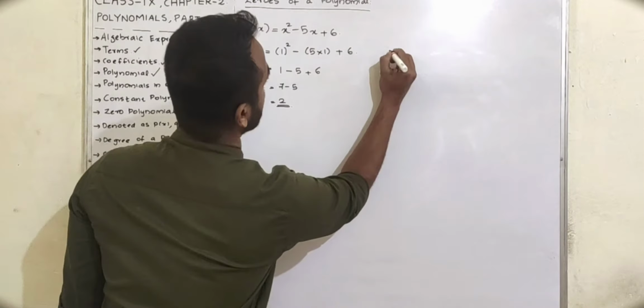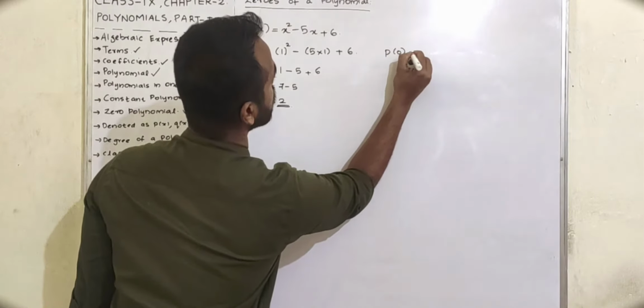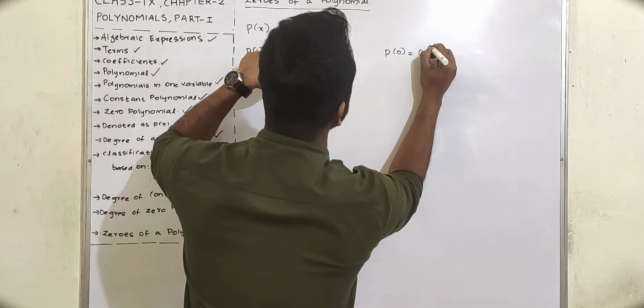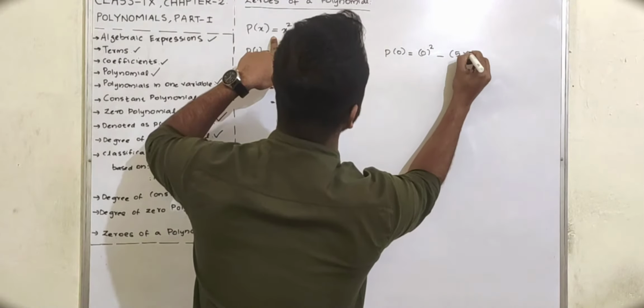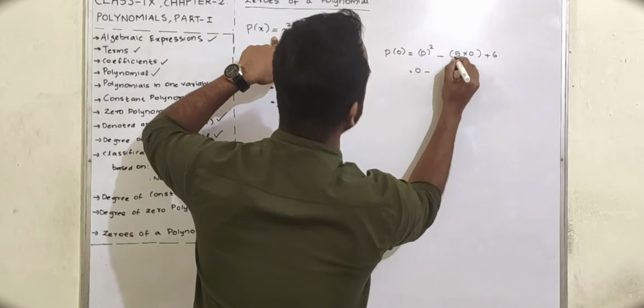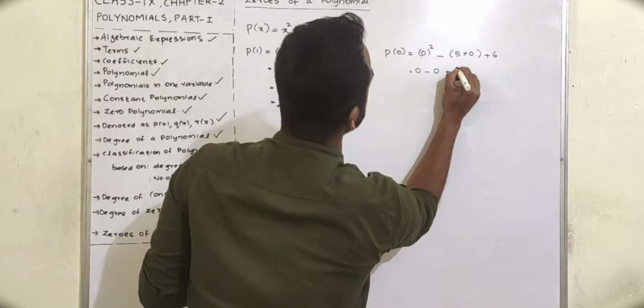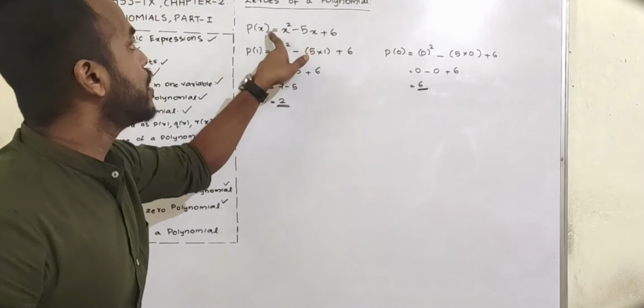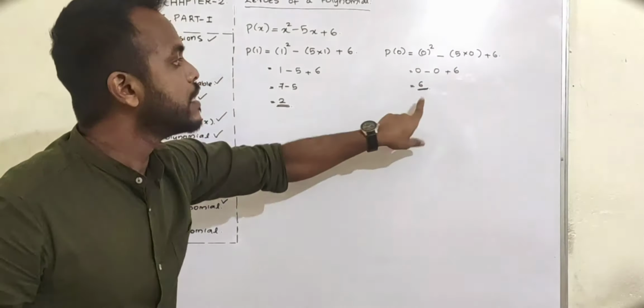Then let's see what is the value of p of 0. Same way, put 0 wherever you see x. So that's 0 square minus 5 into 0 plus 6. So that's 0 minus 5 into 0 is 0, plus 6. That is 6. So the value of p of x when x is equal to 0 is 6.